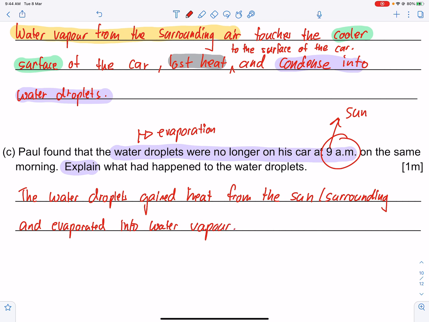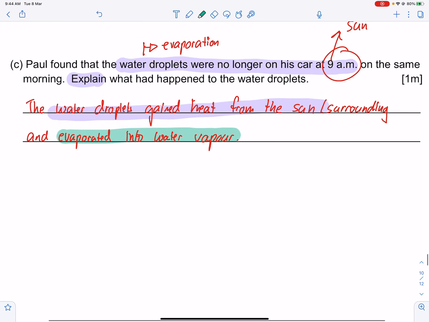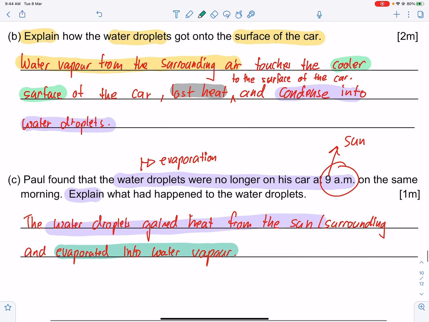Okay, marking points would be gain heat from where, as well as evaporated into water vapor. Half marks for each point. Okay. Next. Okay, next.